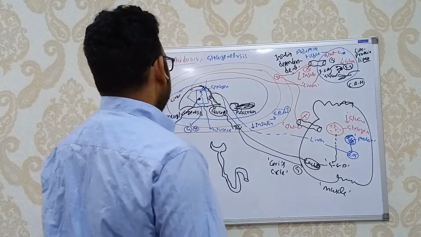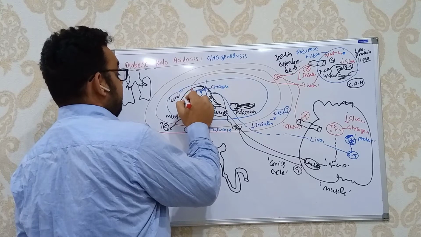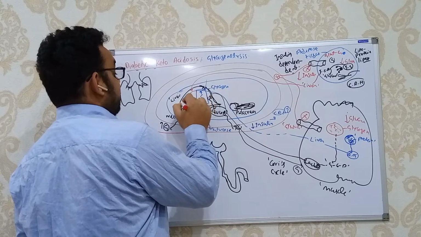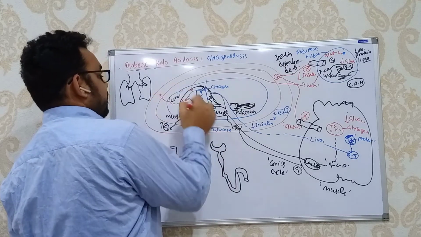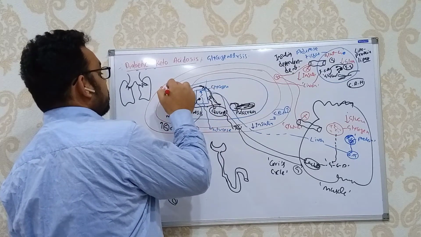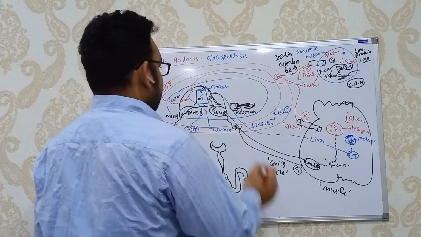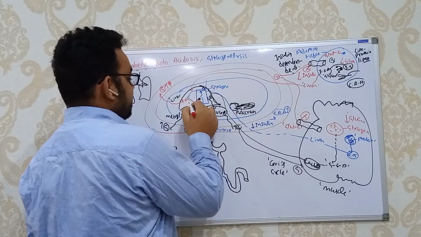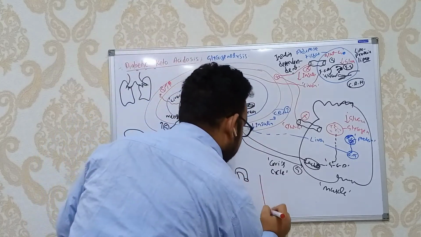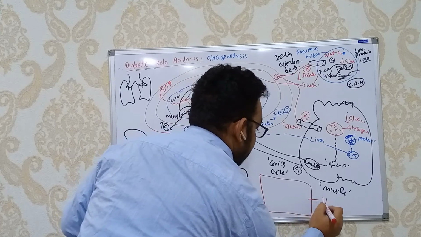Now what will the liver do? After coming here, some of the free fatty acids, by the process of gluconeogenesis, will produce glucose. So more glucose, more hyperglycemic conditions. And some of the free fatty acids, let's suppose I am drawing a hepatocyte cell. Hepatocyte cells.